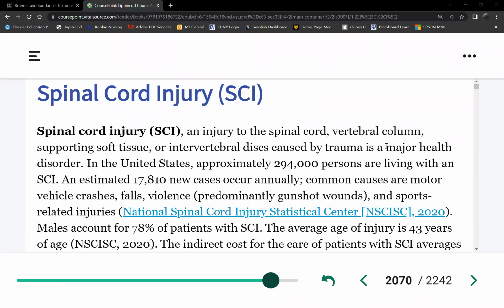There are many ways a person can sustain a spinal cord injury.